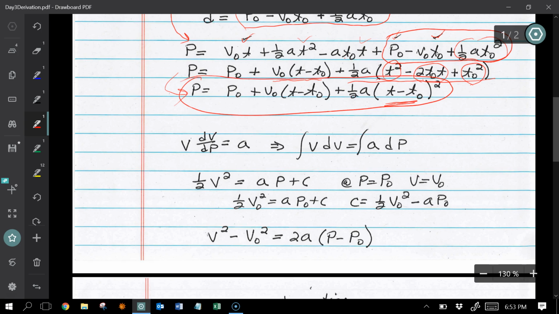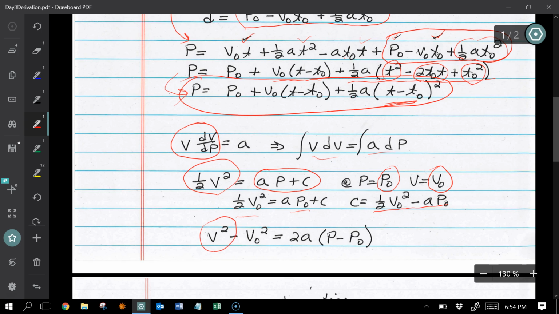The third one, I'm going to start off by using the chain rule. So I'm sure you've seen this before. V dv d position equals acceleration. And then you separate the variables, integrate. So on the left-hand side you have 1/2 v squared. On the right-hand side you have AP plus C. This time P is equal to P0 when V equals V0. So you substitute that in, solve for C, and then you just simplify things a little bit, and here's what you end up with.